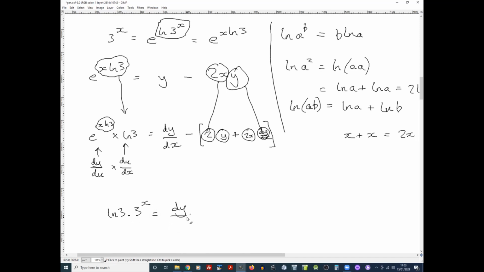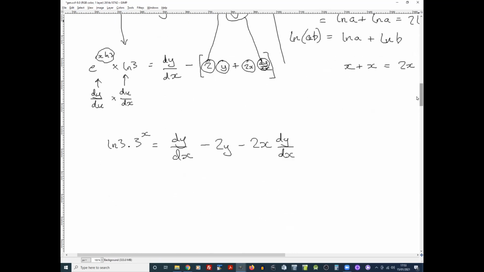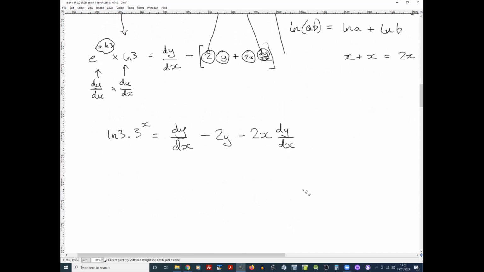Equals dy dx. Now I did need brackets here because of the minus sign. So if we remove the brackets, we've got minus 2y, and then everything is negative. Okay, so collecting dy dx terms on one side and everything else on the other.